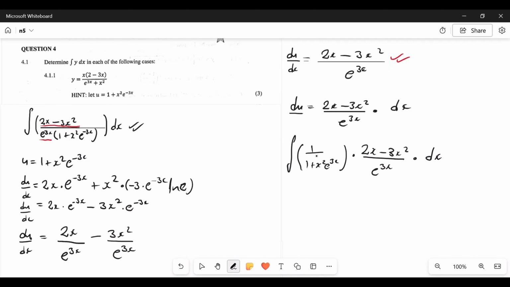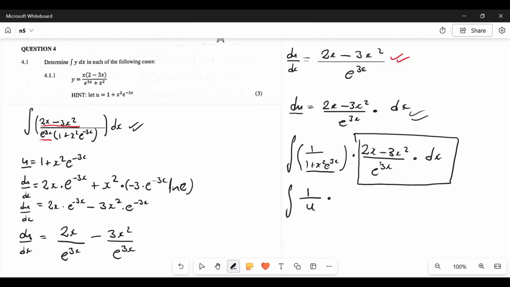Now let's do some substitution. Let's start with the one inside the bracket. We have 1 divided by this here, which we said is equal to u. If you still remember, that is equal to u. So we're going to substitute that with u. Multiply by all of this, which is equal to du. So we can write that as du. There we go. Then we start integrating.